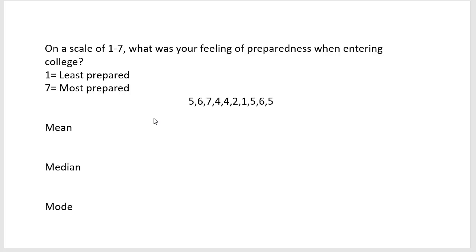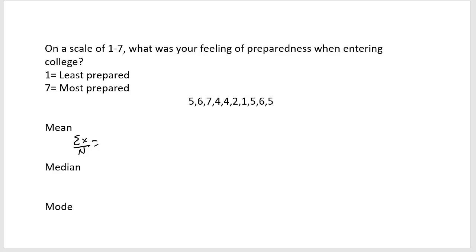So we have, on a scale of 1 to 7, what your feelings of preparedness are when entering college, where 1 is the least prepared you could be and 7 is the most prepared you could be. So we're going to use these and calculate the measures of central tendency that we've talked about. For the mean, we are going to use the same formula, the sum of the scores divided by the number of scores, which is equal to the sum of all these scores divided by the number of those scores.